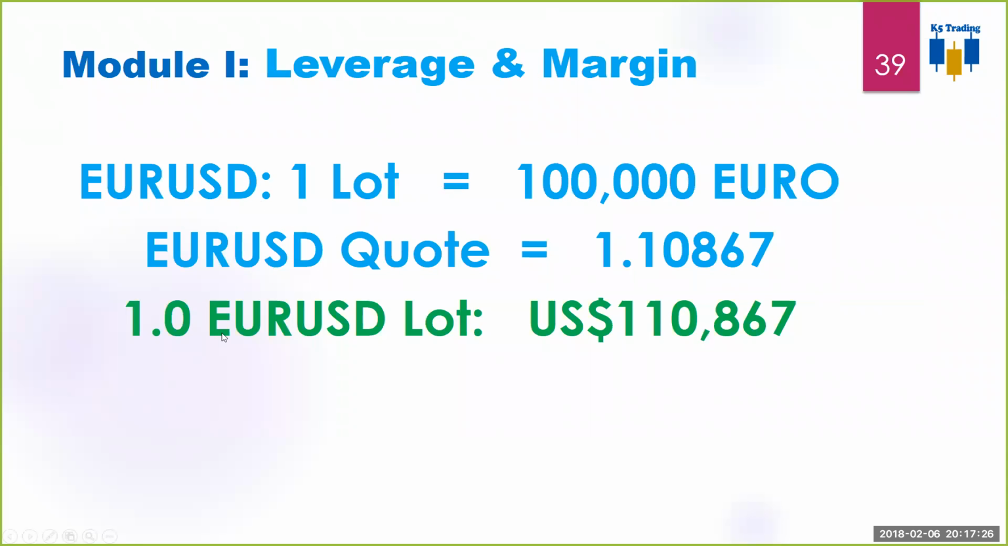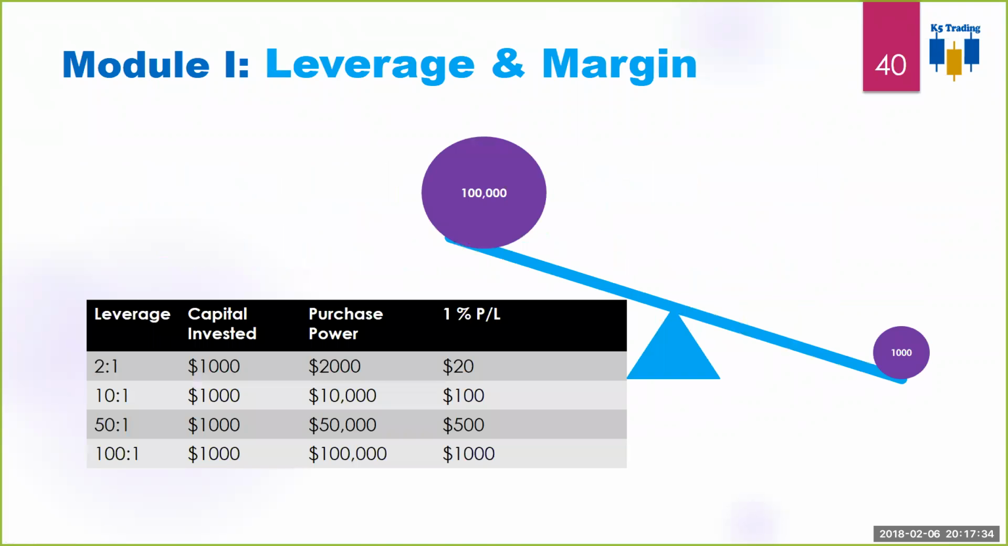So the Euro USD one lot, that's it. $110,867 for one Euro USD lot. Now you know that with that much money, if you need to trade one contract, it will become almost impossible for this market to survive, because many small investors or traders like you and me don't have that much money just to trade one contract size position.